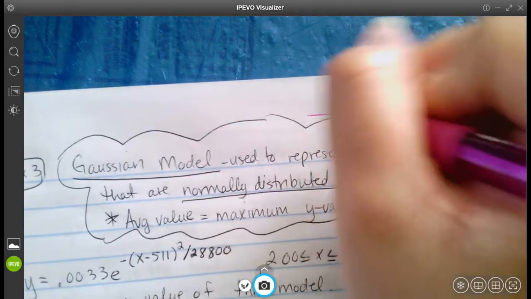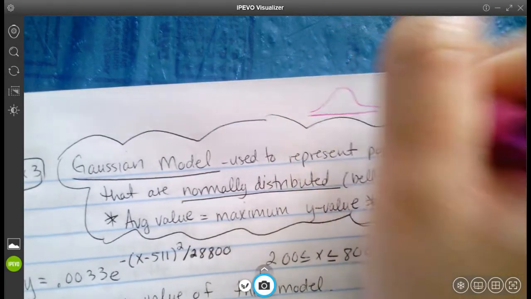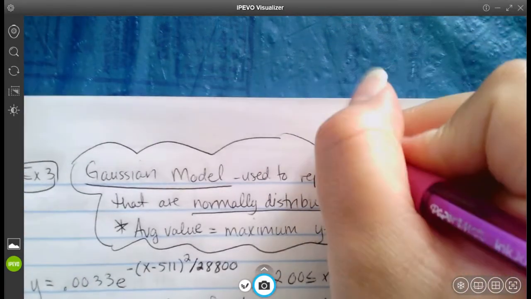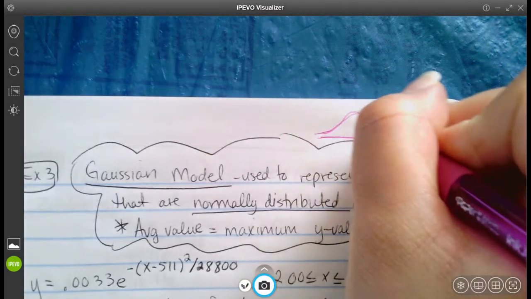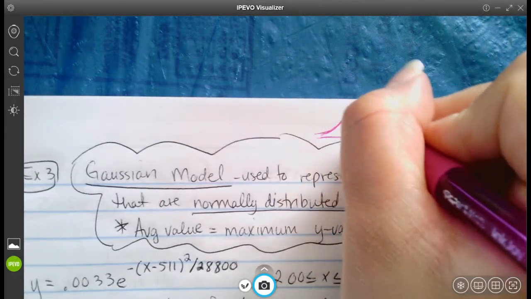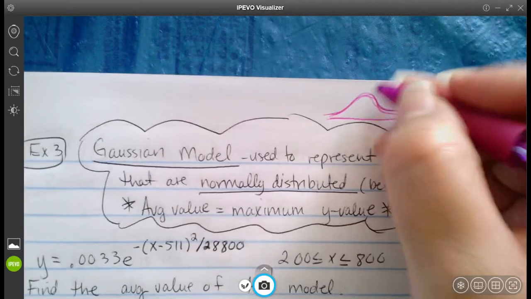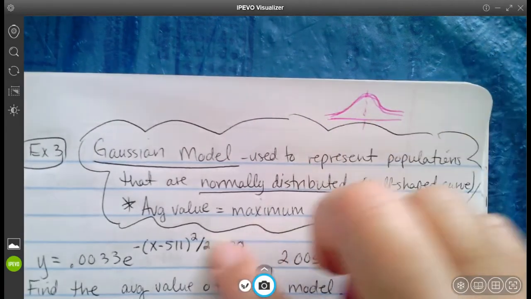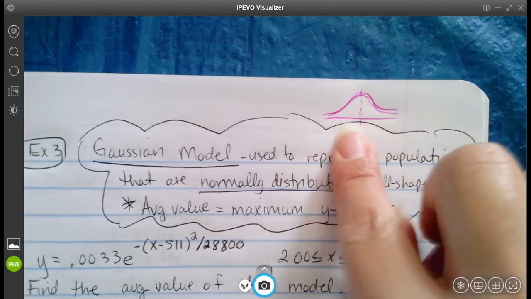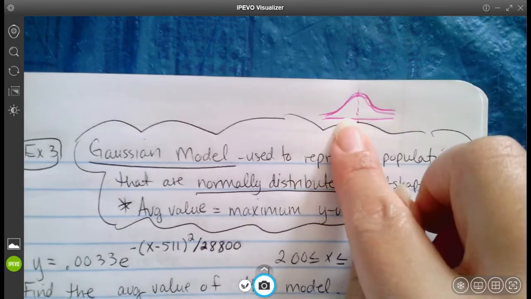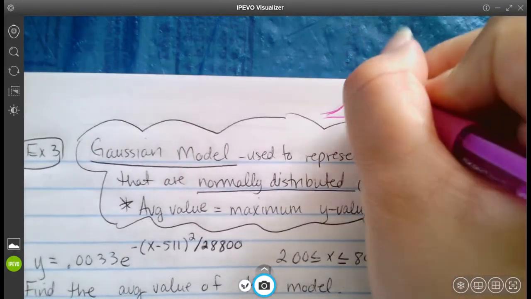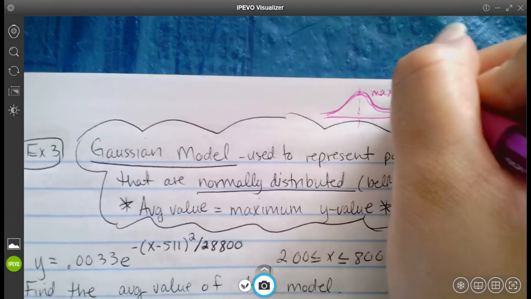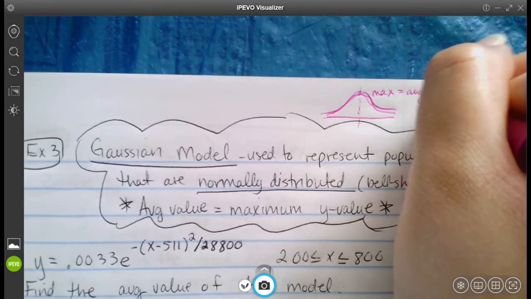It looks like, and you don't have to copy this if you don't want to, it does something like this. It has this bell-shaped curve. That's kind of why the graph looked like that, right? This area here in the middle represents the average value of whatever population we were talking about. So in other words, the maximum is the average value.